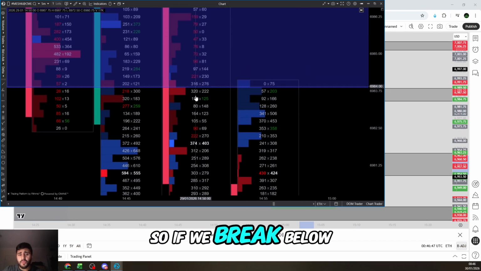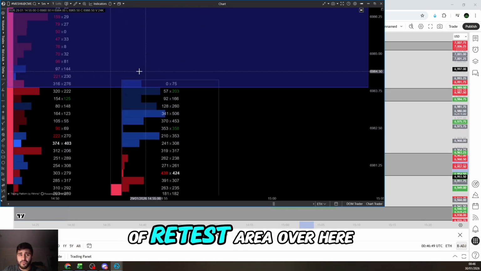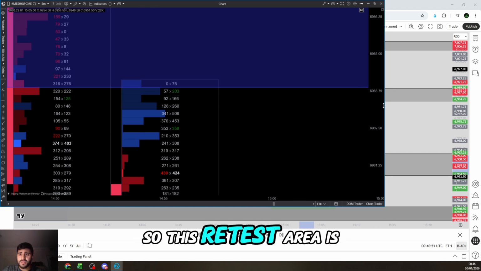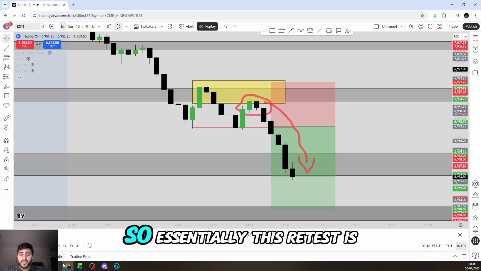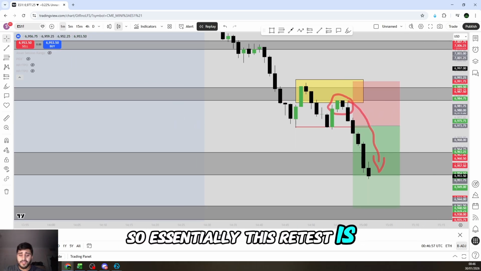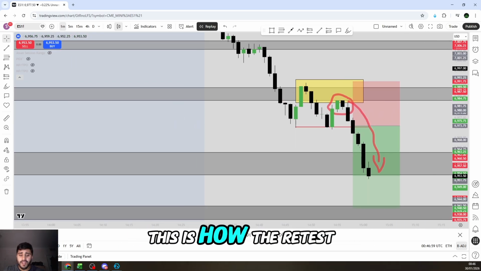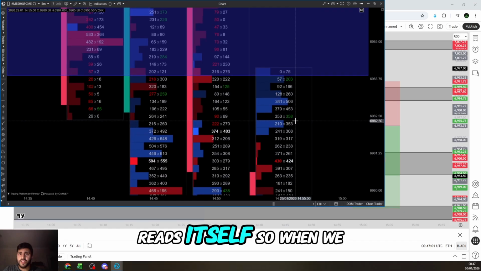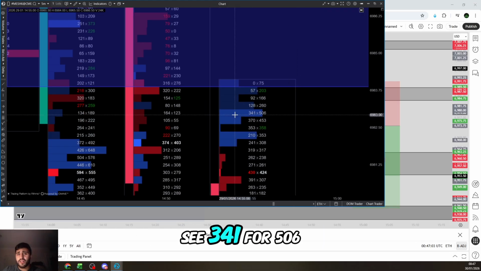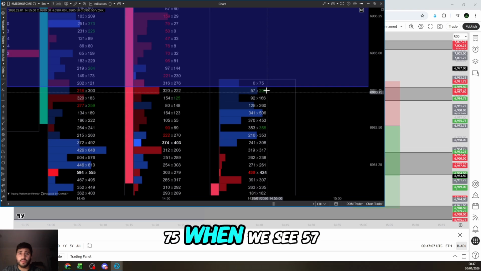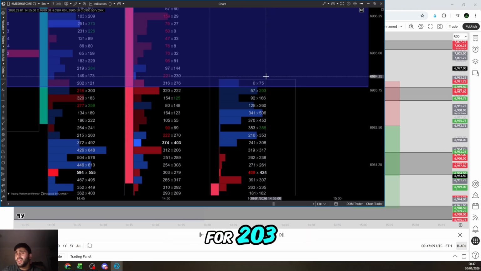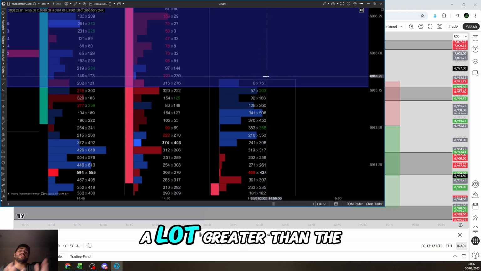So if we break below this zone, we're looking at this kind of retest area over here. This retest area is similar to what was going on here. Essentially this is how the retest reads itself. When we see 341 for 506, when we see 0 for 75, when we see 57 for 203, this is the ask being a lot greater than the bid.